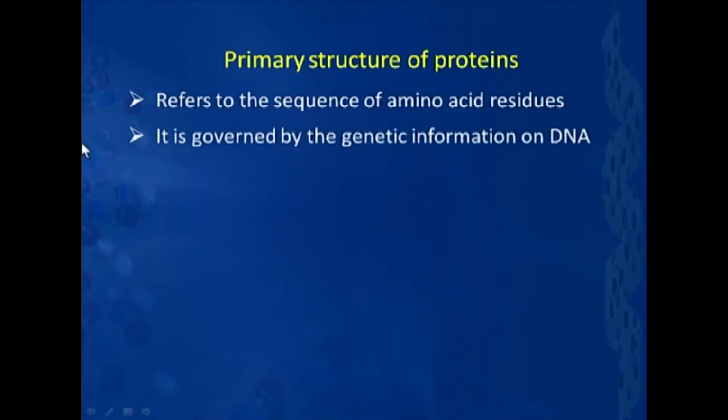And also, as we know, proteins are synthesized in the body on the basis of the blueprint carried by the genetic molecule, that is DNA. So, the genetic information in DNA is transferred into synthesizing the protein. What the amino acids in a protein are going to be, and in what sequence, is all controlled by the genetic code. So, the primary structure of a protein is governed by the genetic information on DNA.